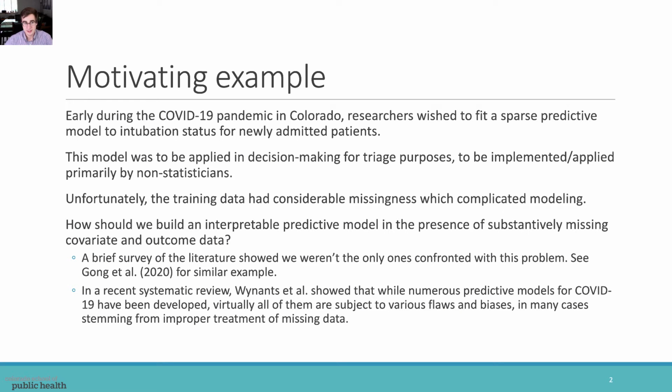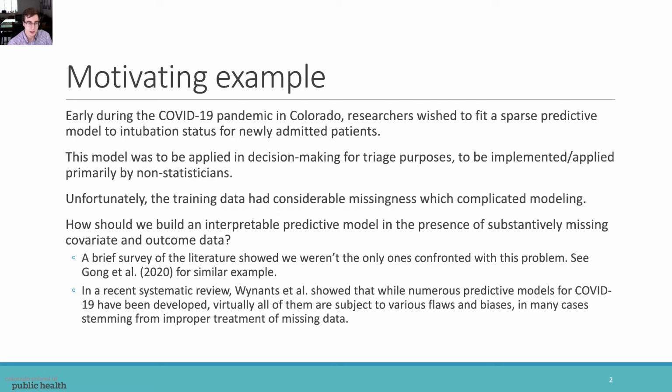So as a motivating example behind the talk, and a true story, early here in Colorado during the pandemic, researchers wanted to fit a sparse predictive model to intubation status for newly admitted patients. The aim being for decision-making processes, it would be helpful to be able to say who's at high risk and who's at low risk based on a few participant characteristics. Now, primarily these were going to be applied by non-statisticians.